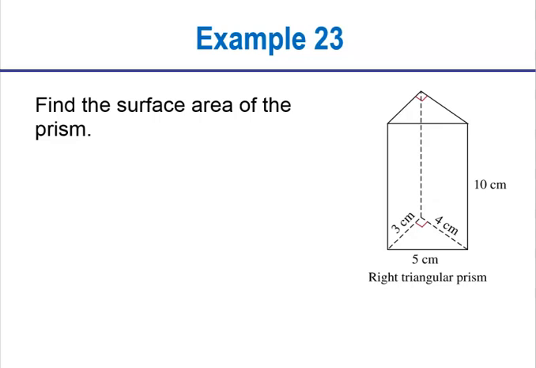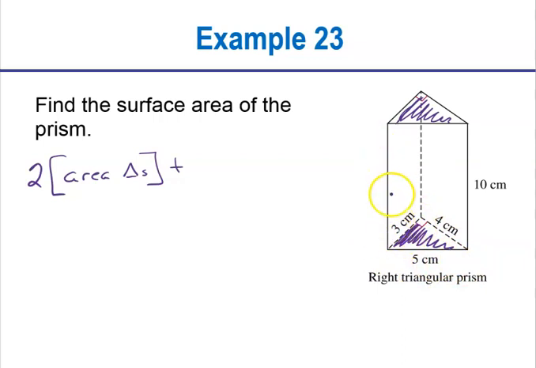Well, for the bases, I have two triangles, right? I have a triangle down here that we need to calculate the area for, and a triangle up here. So it's 2 times the area of the triangles, okay? Plus our sides, right? Now, all of our sides are different. So we have 3 times 10, right, to get that rectangle.